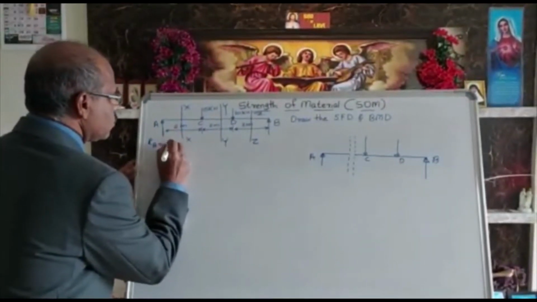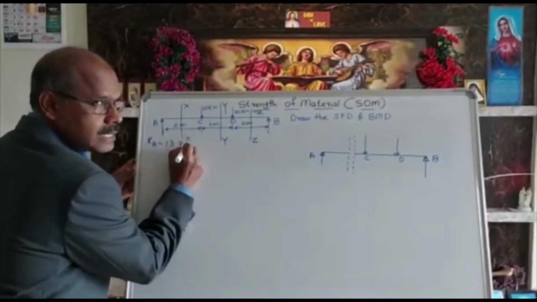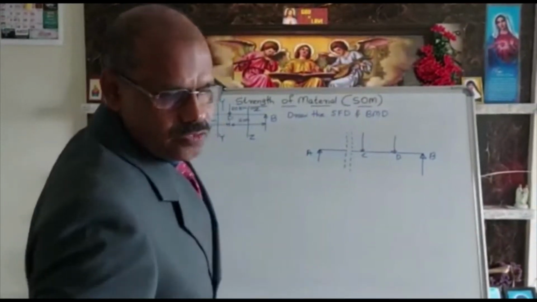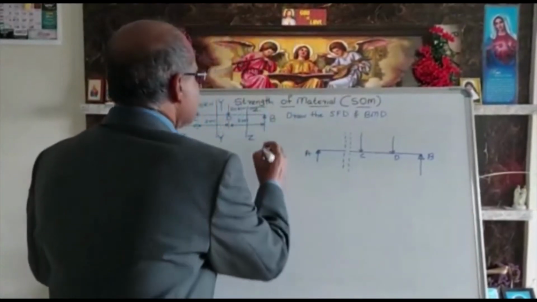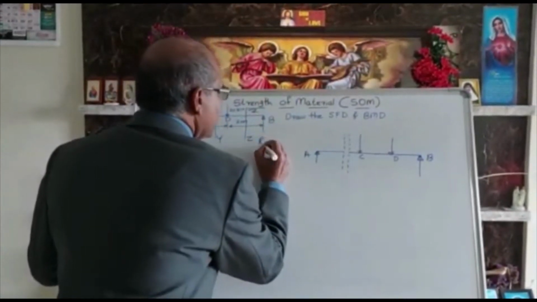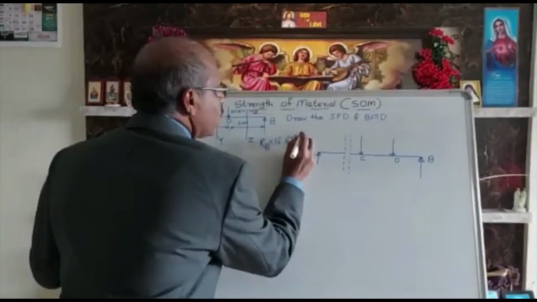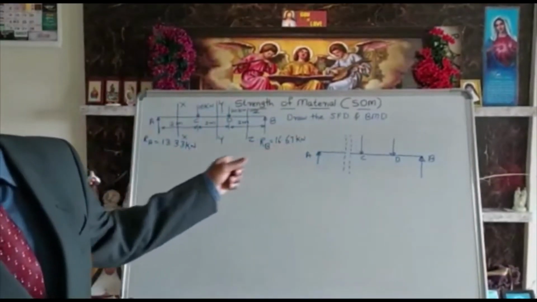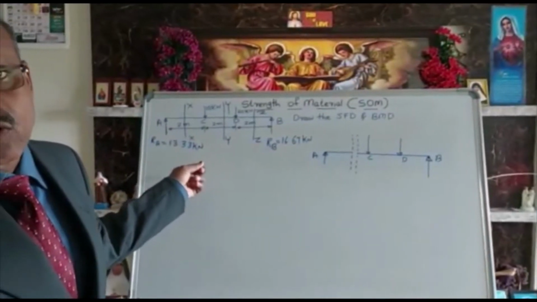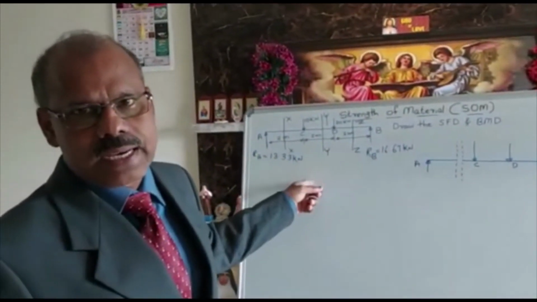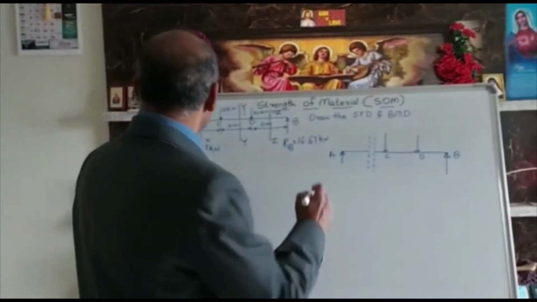RA is equal to 13.33 kilonewton, and RB is equal to 16.67 kilonewton. So the RA, RB values, whichever I have calculated, I am writing over here. You have to calculate the values of RA and RB.